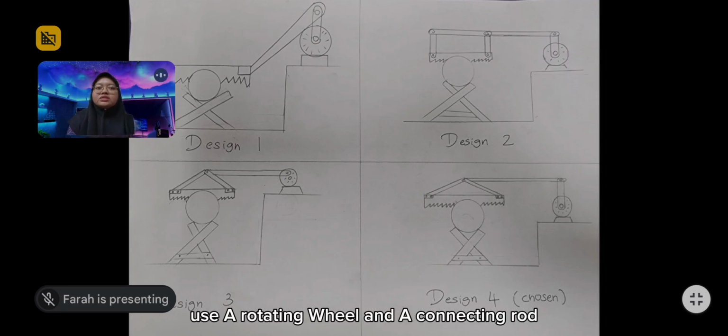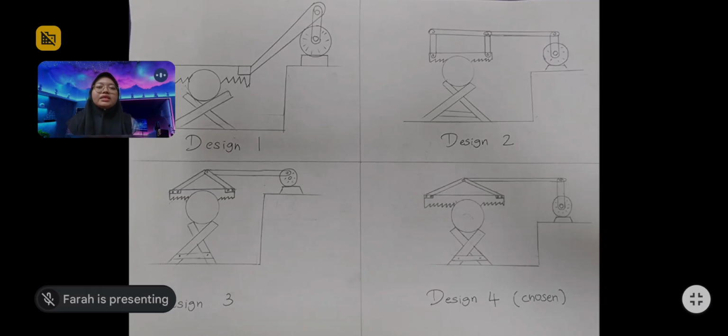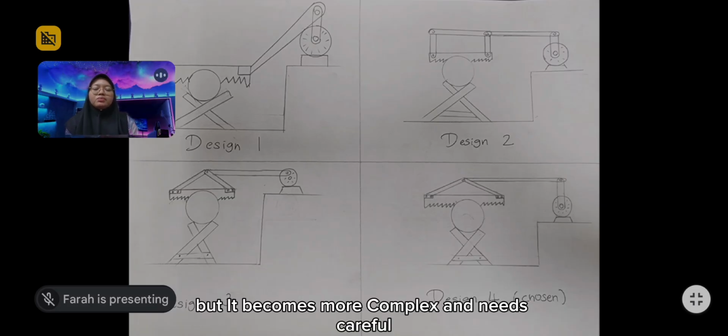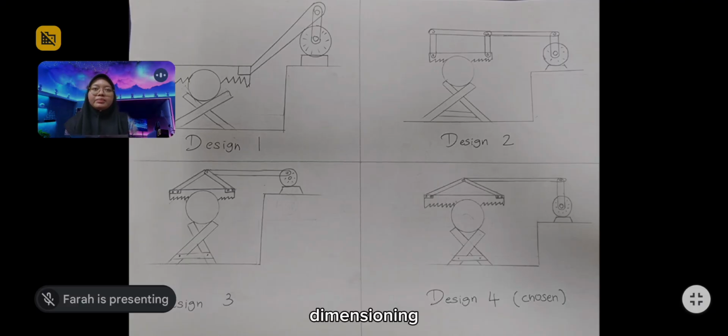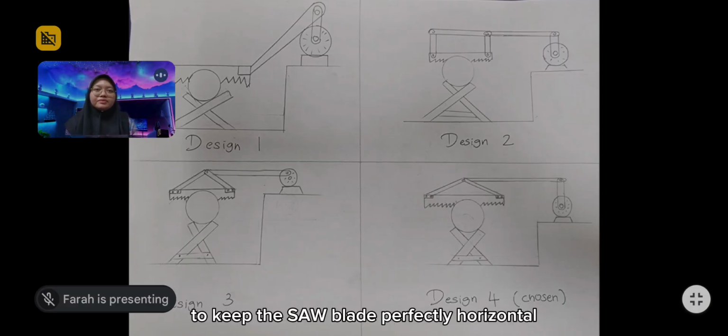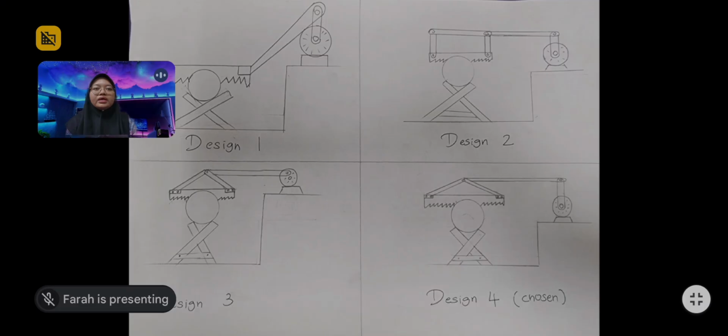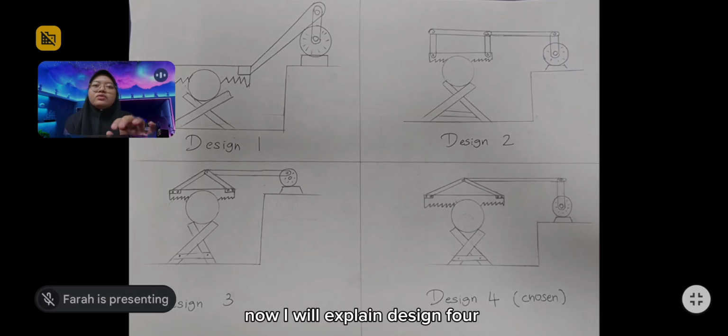For design 1, we use a rotating wheel and a connecting rod directly pulling the saw carriage. It can create a reciprocating motion, but it may introduce unwanted angular changes or extra vibration if the guidance is not perfect. Design 2 uses a 4-bar type linkage to control the motion more smoothly, but it becomes more complex and needs careful dimensioning to keep the saw blade perfectly horizontal. Design 3 uses a simple linkage arrangement, but the transmission part is longer and may reduce stiffness and accuracy. Now I will explain design 4.